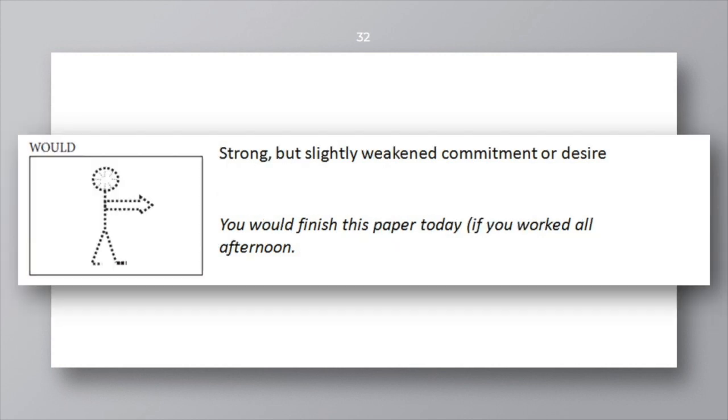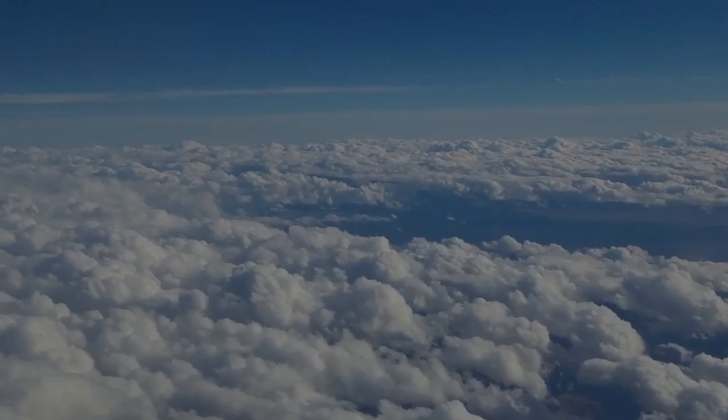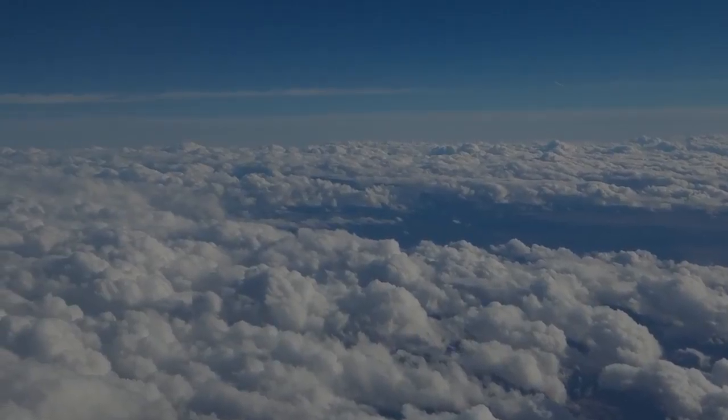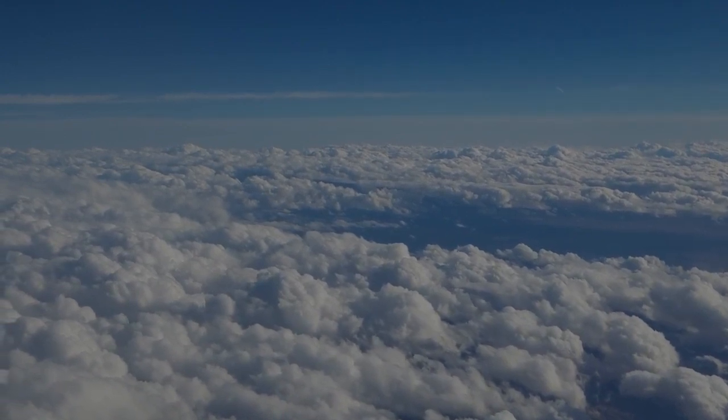Similar with will, would is also a strong way to ask someone to do something, but with slightly weaker commitment or desire. For example, you will finish this paper today if you work all afternoon. So that's the idea. Alright, now that we have discussed modals of request and permission, let's have an exercise.